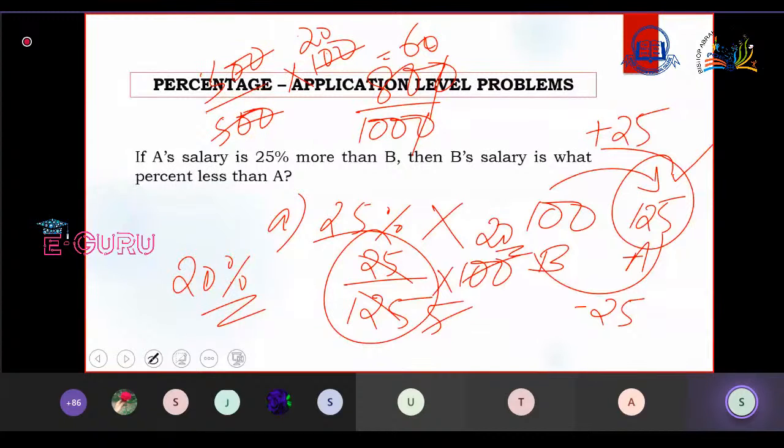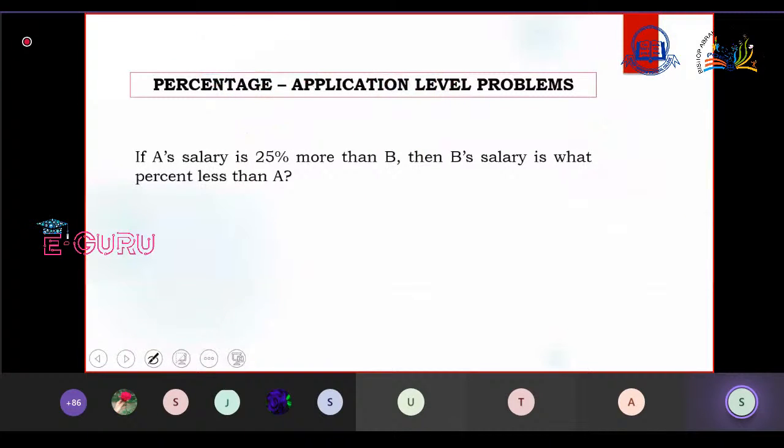Clear? So instead of doing all this, I will just show you one simple technique, and this is a universal technique. Many types of percentage problems you can solve with this technique. We can say this is the circular technique.